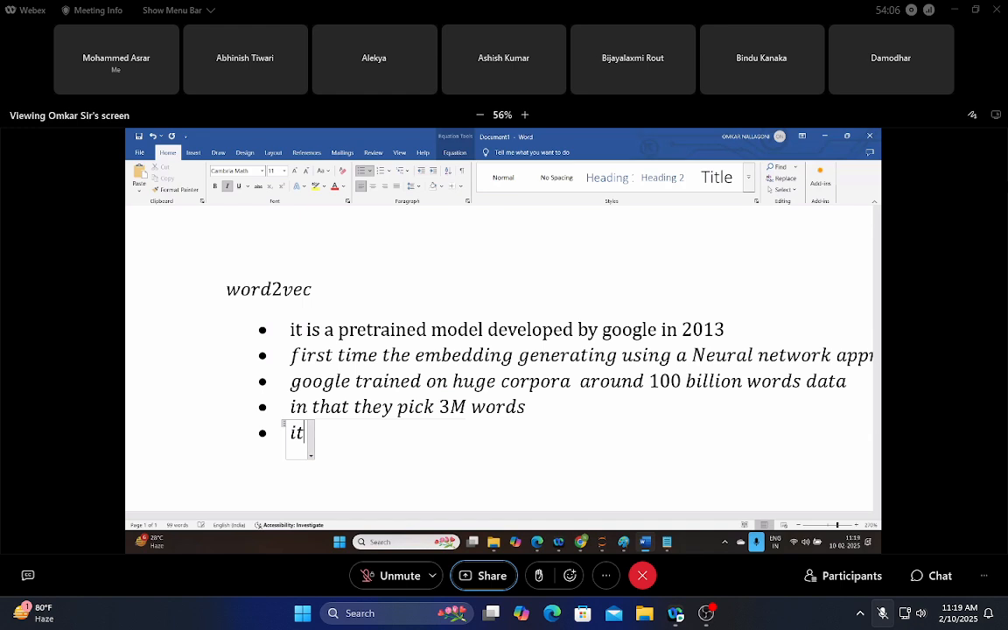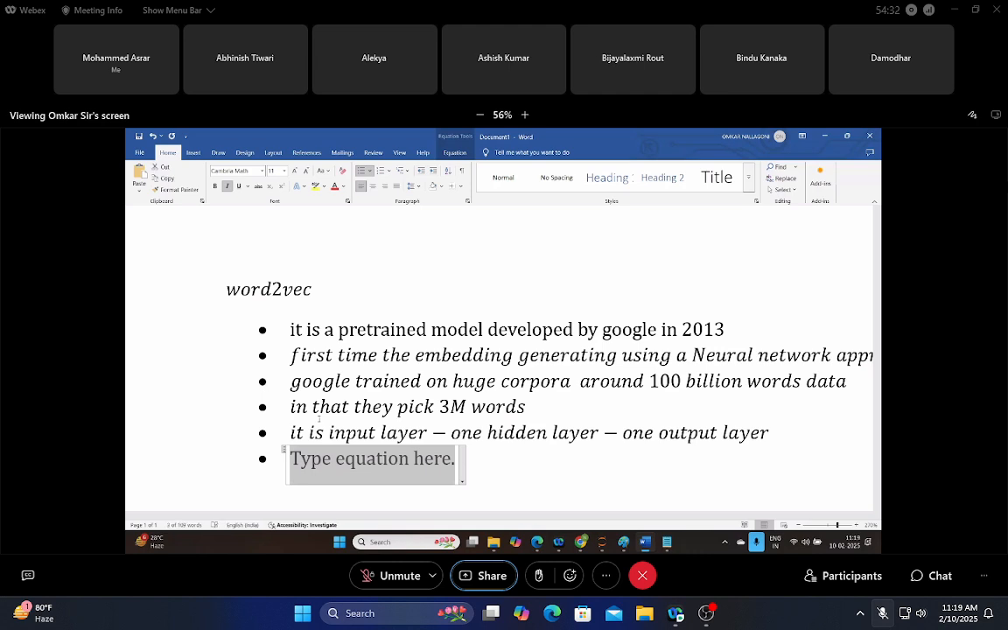It is a very simple network. It has one input layer, one hidden layer, and one output layer. The number of neurons in the hidden layer is 300.